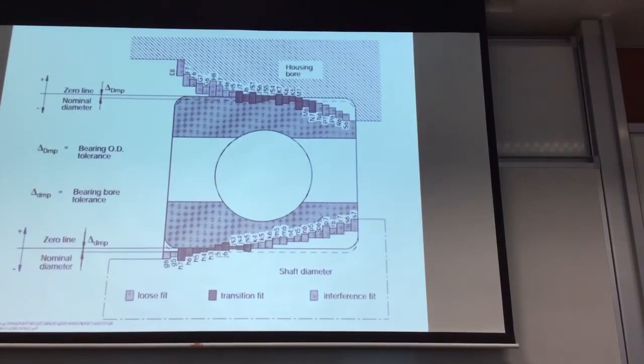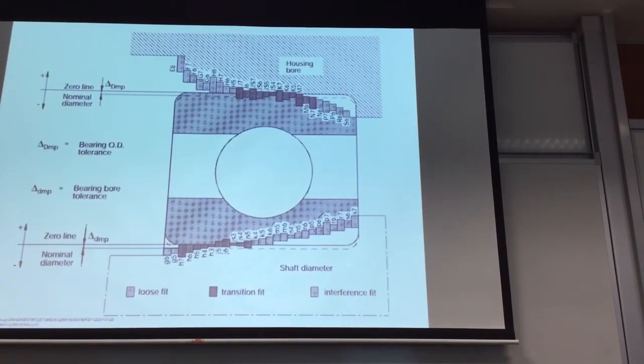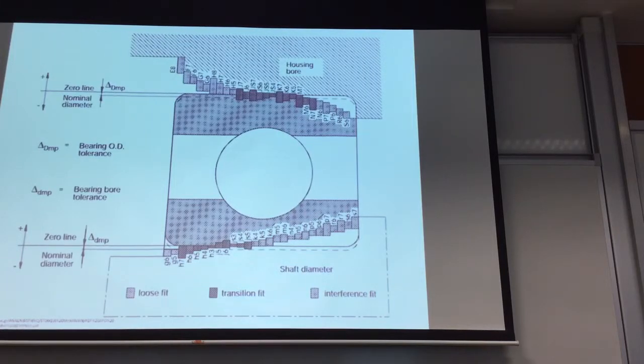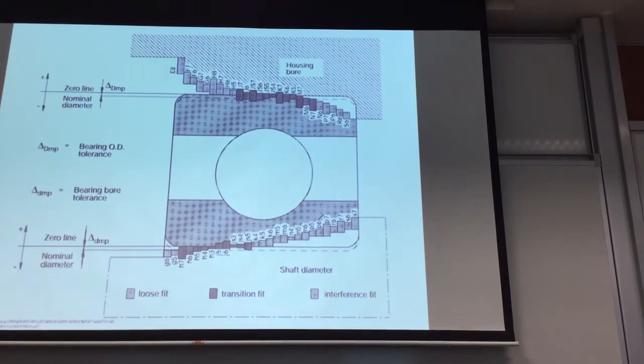Bigger than the size of the hole of your inner race. So it's like this: you can see your shaft size is somewhere around there. It actually overlaps with the inner race, which means there is going to be a split.